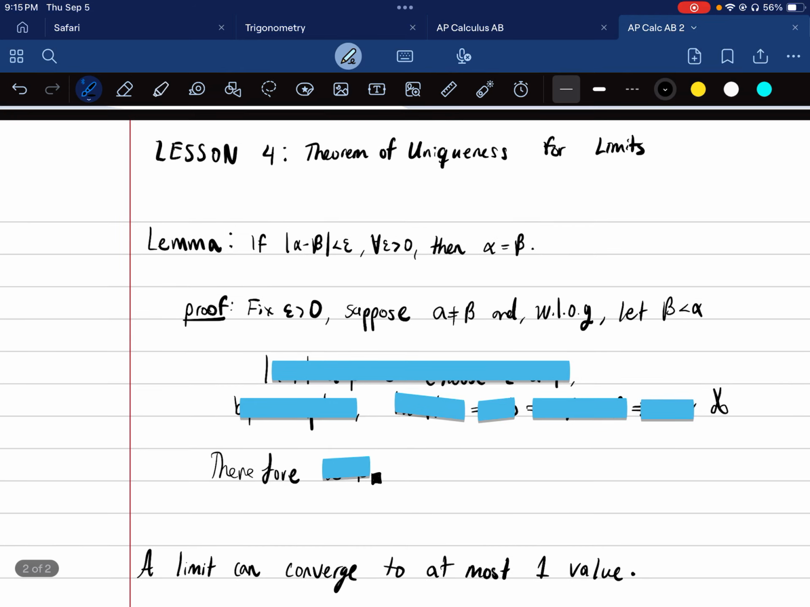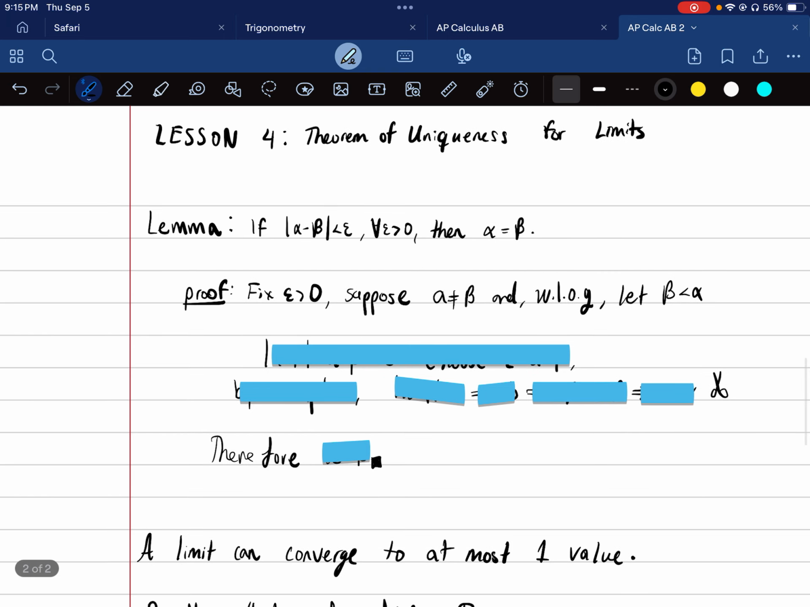Hello, welcome back to lesson 4, the theorem of uniqueness for limits. This will be a rather short episode, as we're only going to go over one theorem and one lemma necessary in proving that theorem. This is the first theorem related to limits as we move forward from simply proving specific limits to proving properties of limits. So let's look at this lemma.